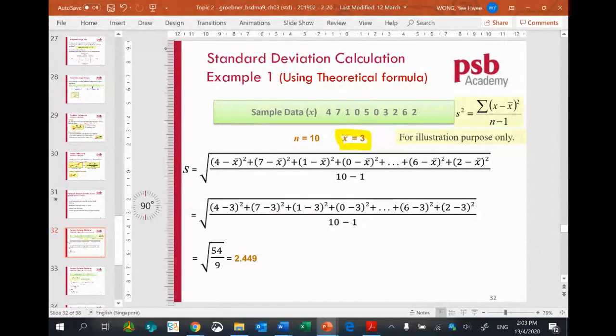First of all, I'm going to draw it lower. How many numbers do we have? From 0 up to 7. So this is 0, 1, 2, 3, 4, 5, 6, 7. And what is the mean? Mean is 3. So I'm going to draw a line here to show that this is 3. This is the mean.